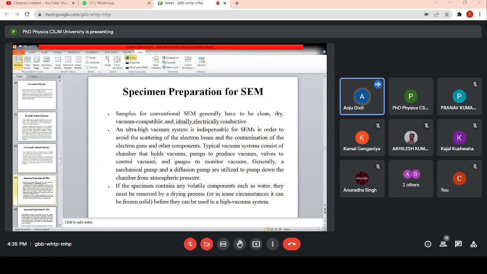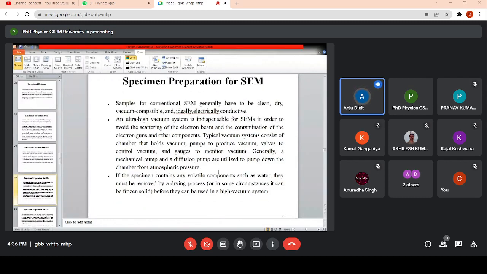टिपिकल वैक्यूम सिस्टम कंसिस्ट ऑफ चैम्बर दैट होल्ड्स वैक्यूम. वैक्यूम सिस्टम जो है वो आपका सेम इंस्ट्रूमेंट के साथ ही एसोसिएटेड रहता है. Pumps to produce vacuum, valves to control vacuum, and gauge to monitor vacuum. Generally, a mechanical pump and diffusion pumps are utilized to pump down the chamber from atmospheric pressure. तो उतने प्रेशर को क्रिएट करने के लिए इसमें डिफ्यूजन पंप और मैकेनिकल पंप को यूज किया जाता है, जिसमें हमारा जो है वैक्यूम में मेजरमेंट हो सके.